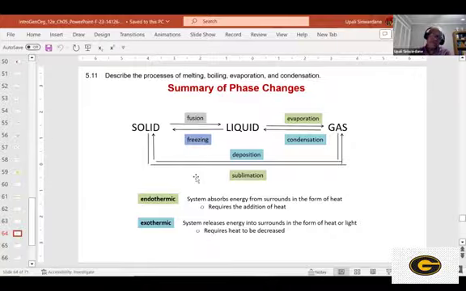You should know which are exothermic, where heat is given out during the phase change. Heat absorbed is endothermic. Liquid going to a gas is endothermic because heat is required to break up particles in the liquid to become gaseous particles. Condensation is opposite. Gas to liquid is exothermic.